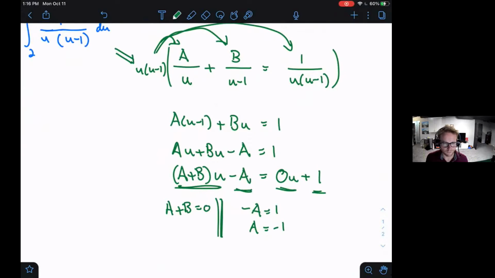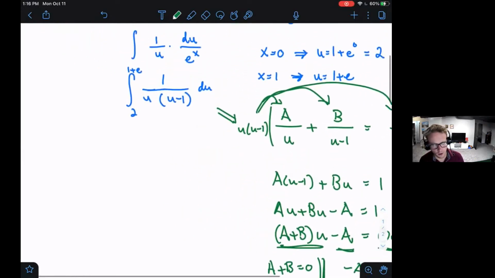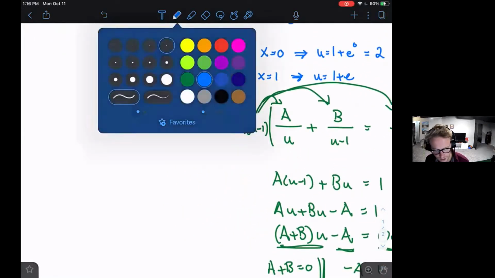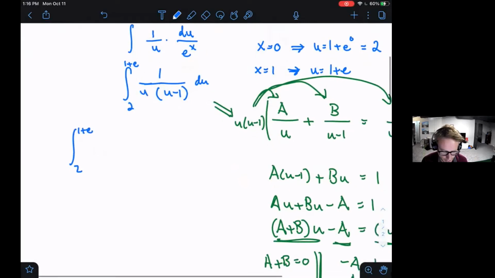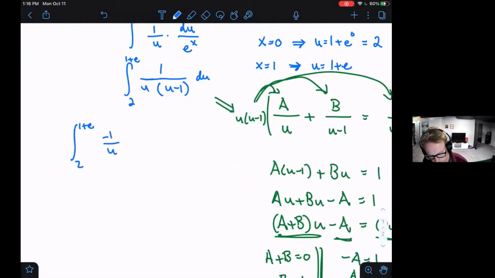Okay, so if a is equal to negative 1 and a plus b has to be equal to 0, then we know that b has got to be equal to 1. So that means we can go ahead and rewrite this, thanks to our partial fractions work, as the integral from 2 to 1 plus e of, and again, a is supposed to be negative 1 and b is supposed to be 1.